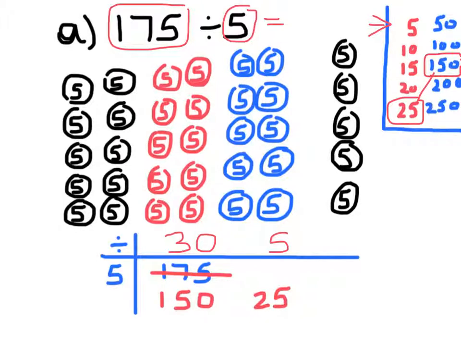So altogether in 175 there are 35 piles of 5. You can see 10 black piles, 10 red piles and 10 blue piles. That makes my 150, counting in 5s. And you can see another 5 black piles of 5, which is the extra 25 that I had to think about when I was working out the answer to this problem.